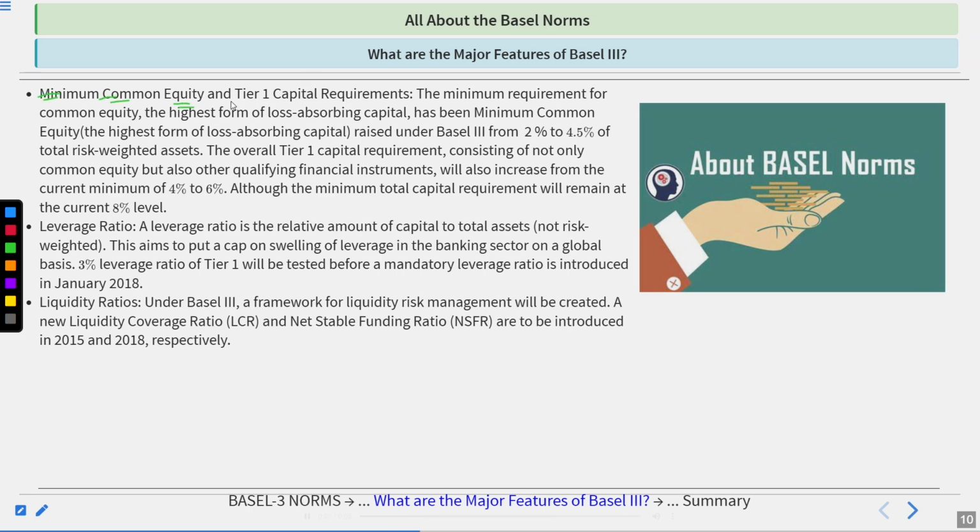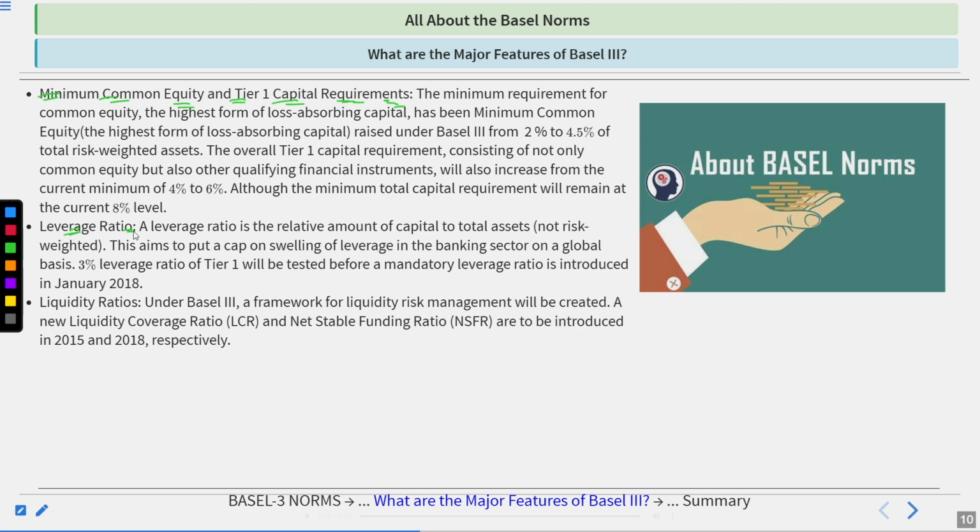Thereafter, minimum common equity and Tier 1 capital requirements. The minimum requirement for common equity, the highest form of loss-absorbing capital, has been raised under Basel III from 2% to 4.5% of total risk-weighted assets. The overall Tier 1 capital requirement, consisting of not only common equity but also other qualifying financial instruments, increases from the current minimum of 4% to 6%. The minimum total capital requirement will remain at the current 8% level.